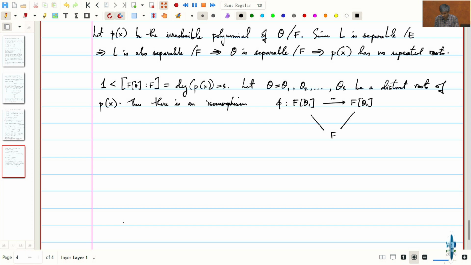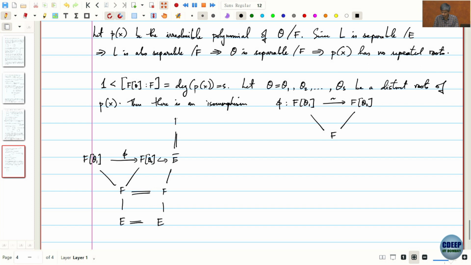So we look at this diagram. This is E. Here we have F theta 1, this is isomorphism phi, and we put this into E bar. F theta 1, where theta 1 was theta, is contained in L. So we can take this map and we can extend it to L, call it psi.